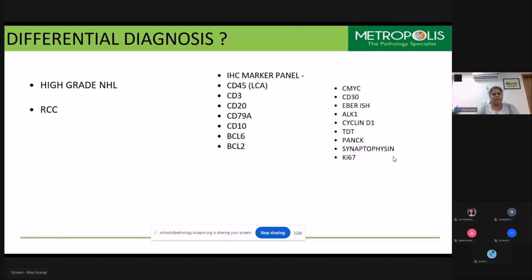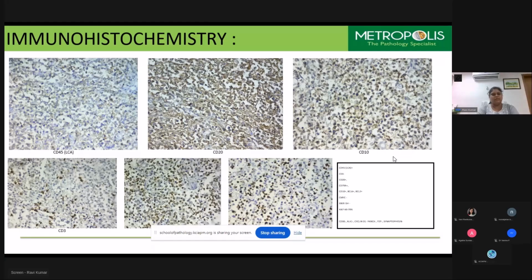Now, what all markers were positive in this case? So CD45 was diffuse positive. It was moderate in intensity. Pan-CK was negative. So that rules out a carcinoma, and this is a lymphoma. CD20 was diffusely positive. Even CD79A was diffusely positive. So this is more in favor of a B cell lymphoma. Ki67 was high. So it is a high-grade lymphoma.